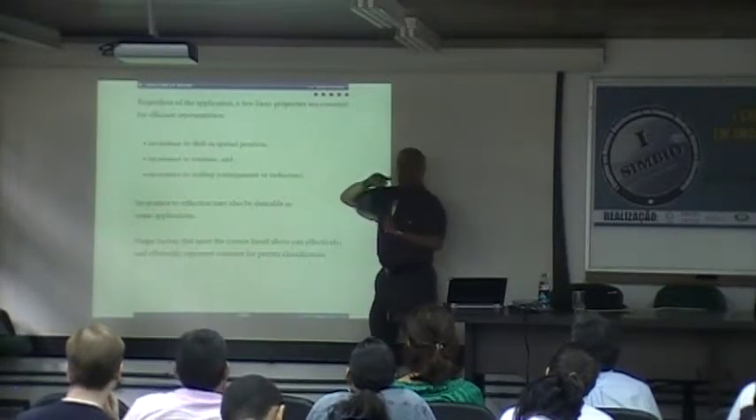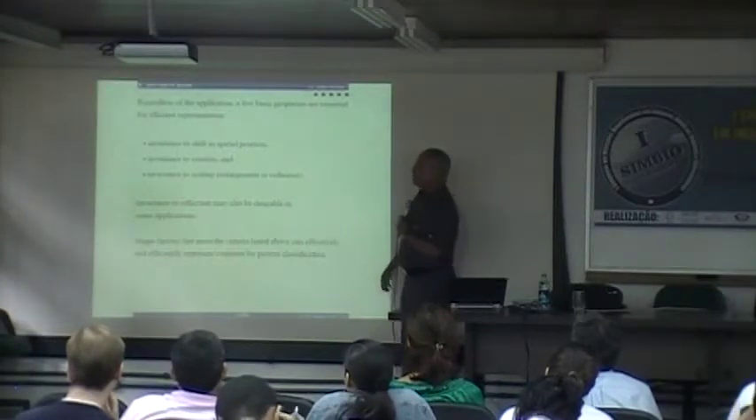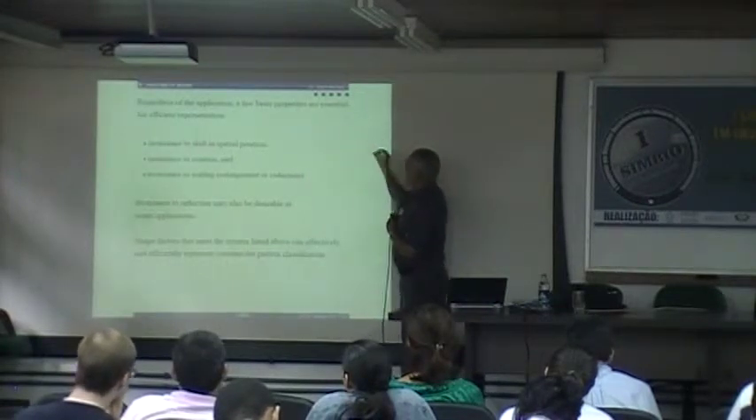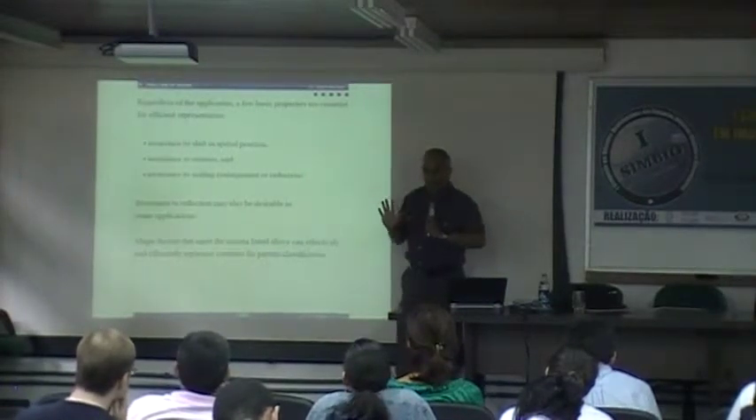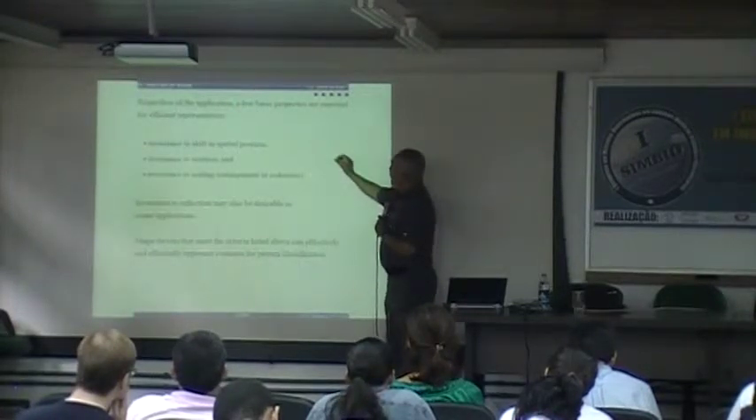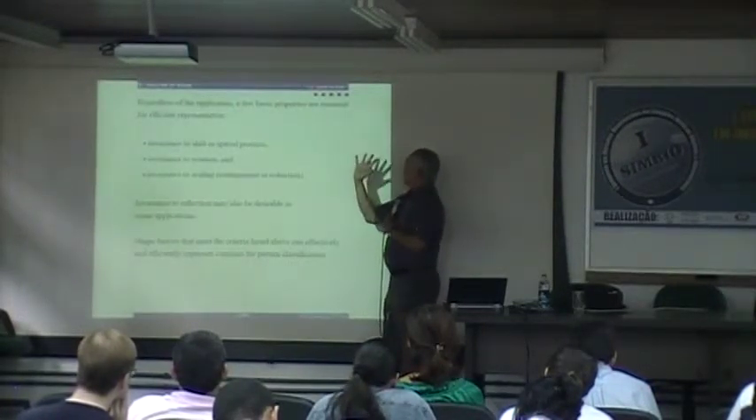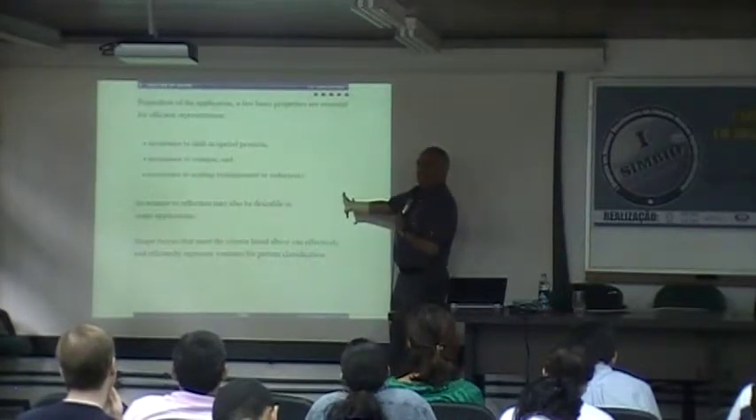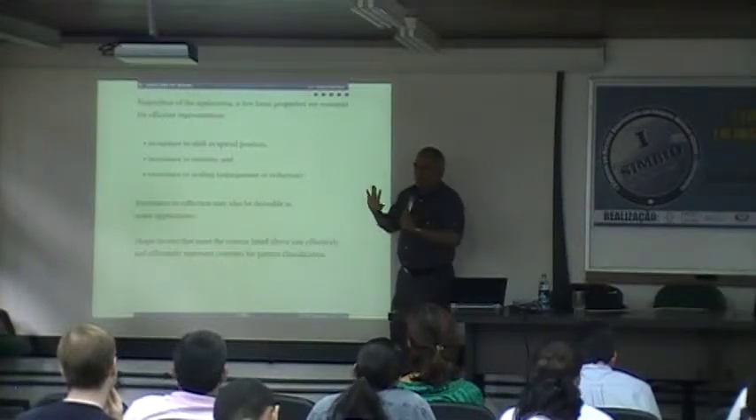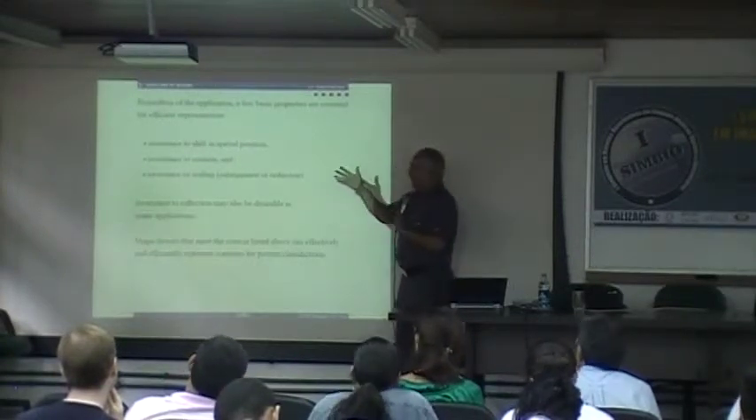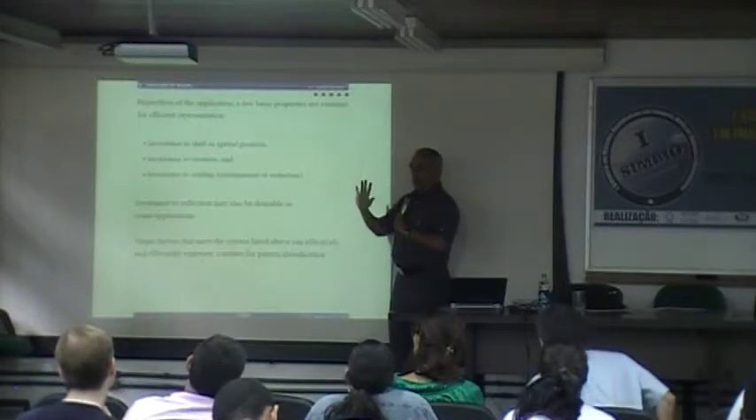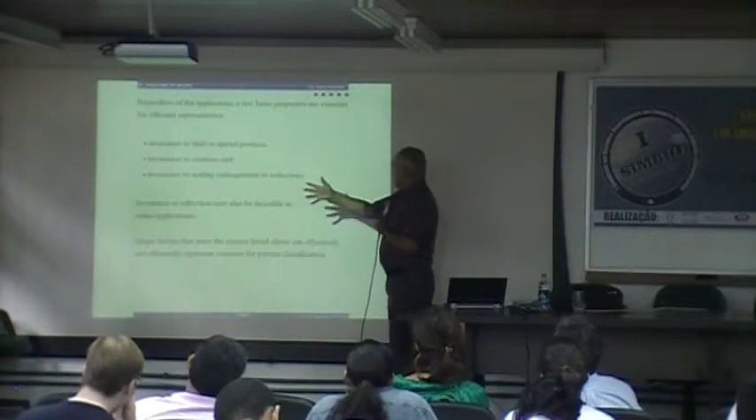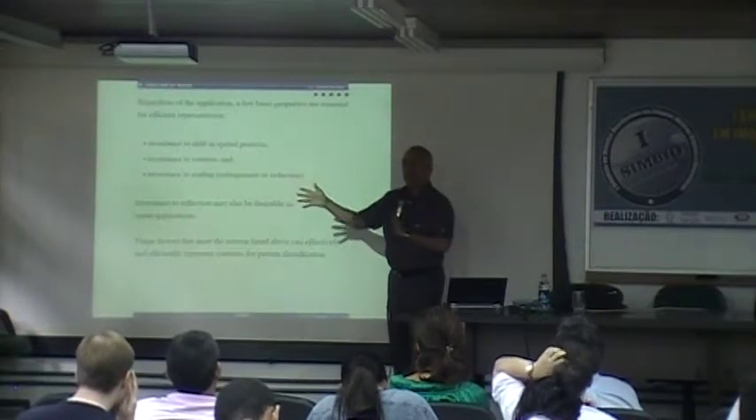Regardless of the application, there are some important requirements which you heard earlier. Invariance to shift in spatial position. Whether the shape is here or here or here or here, the shape factor must be the same. Invariance to rotation, whether it is like this or like that, it should be the same. But if I go like this, because of the projection, the shape is different. We will not consider that. We will consider only shift and rotation in the plane of the contour. Invariance to scaling, whether it's this or go close and make it big or small, it should be the same.